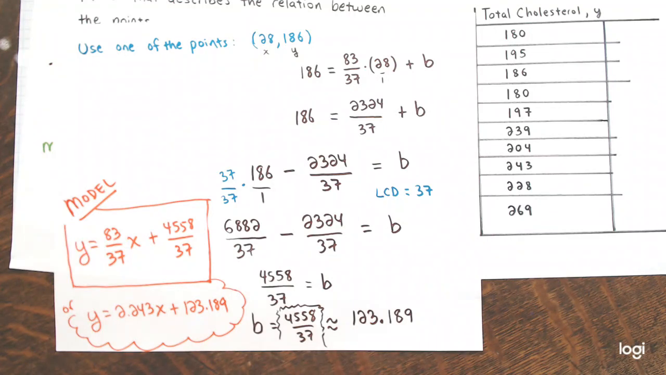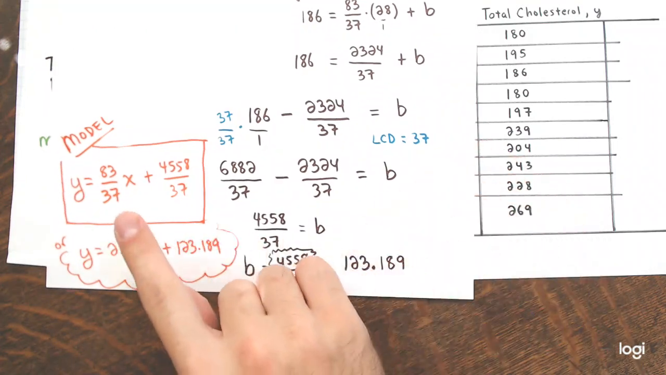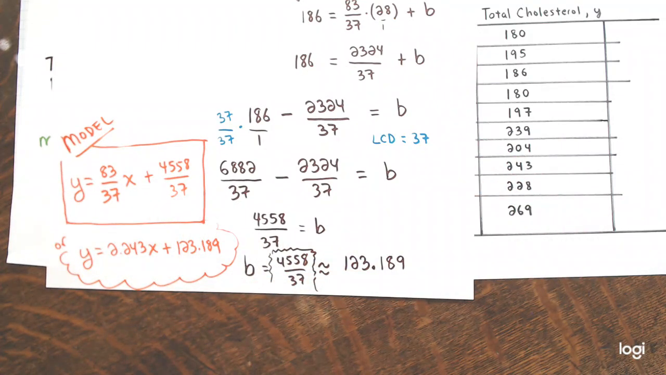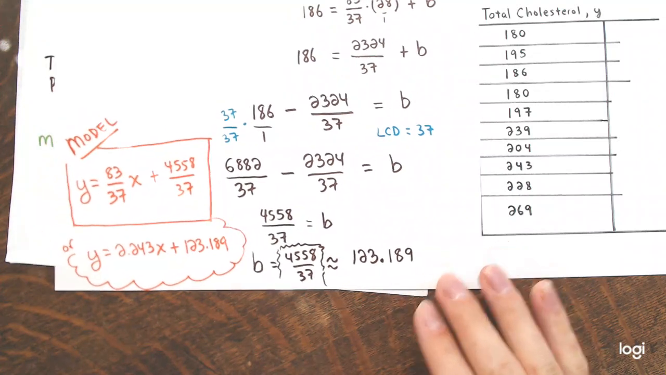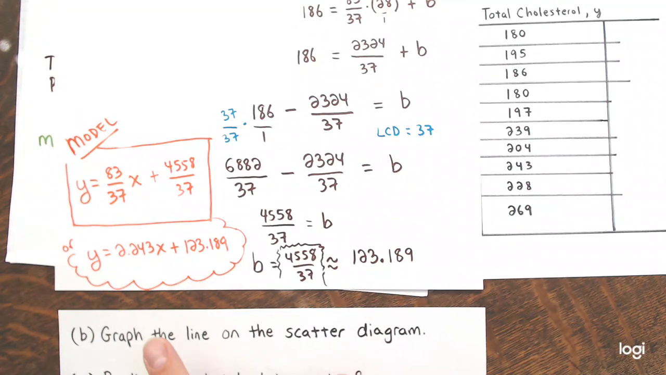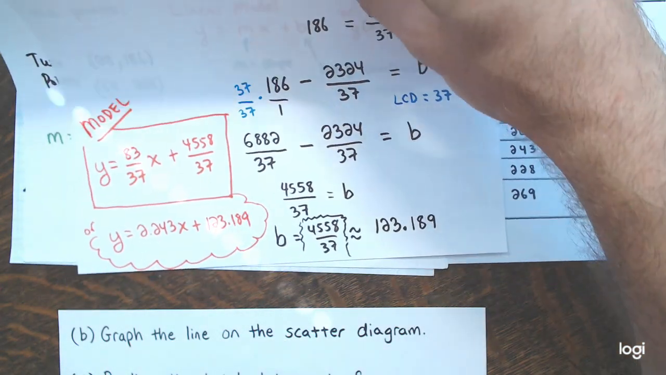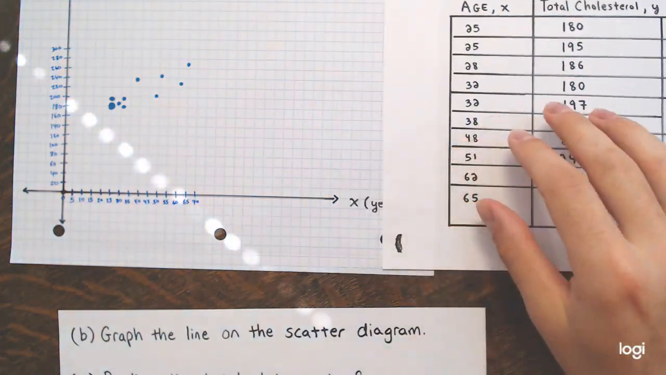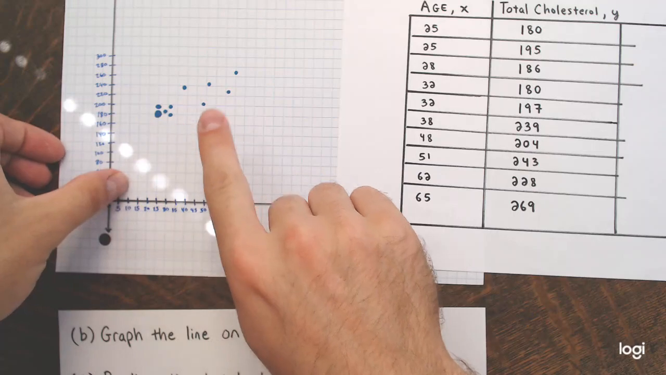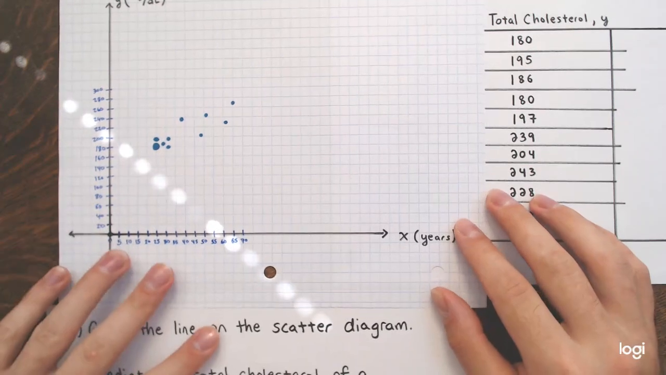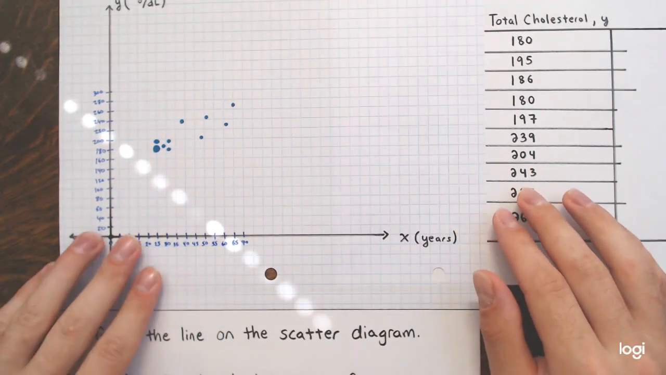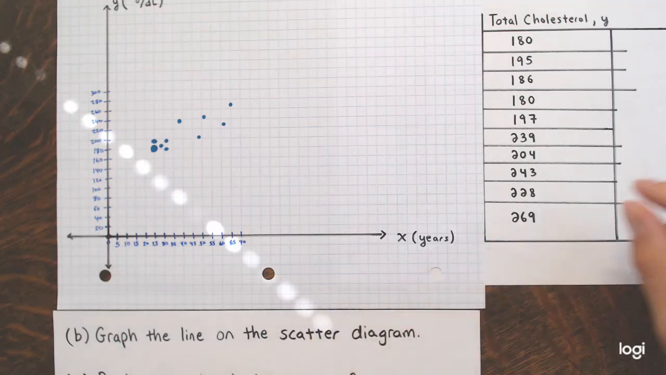All right, and part B. That was all part A, just finding the equation of a line that goes through two of the points I selected. I selected that 28,186 and that 65,269. Part B is simply graph the line on the scatter diagram. So here's the scatter diagram, for all these 10 points that represent these 10 ordered pairs. All I'm going to do is graph the line that goes through the 2 points I selected, and I'll draw it in a little different color.